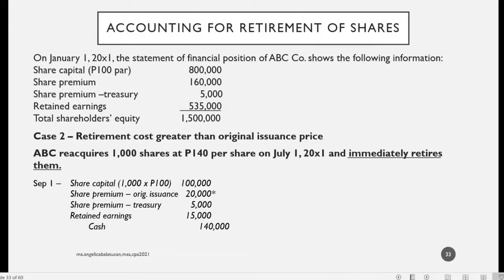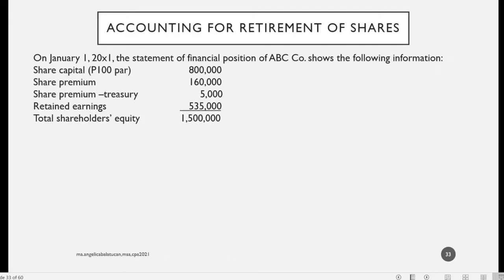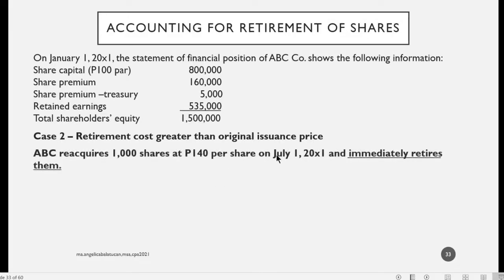Okay, for a while ha. So what if the retirement cost is greater than the original issuance price? On July 1, ABC Company reacquires 1,000 shares, this time at 140 per share, but immediately retires them. So, gipalit niya, ug gi-retire. Gibayaran niya ang share, pero gi-close rapod gihapon niya.